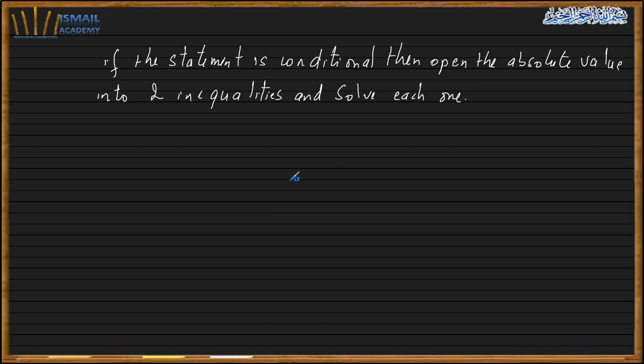So it's possible to have a conditional when we have the absolute value of an expression greater than a positive, or greater or equal than a positive, or absolute value less or equal than 0. So those are conditional. So let me give you an example.